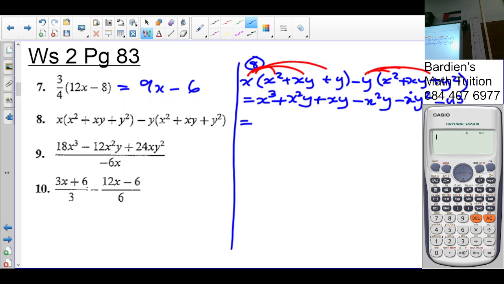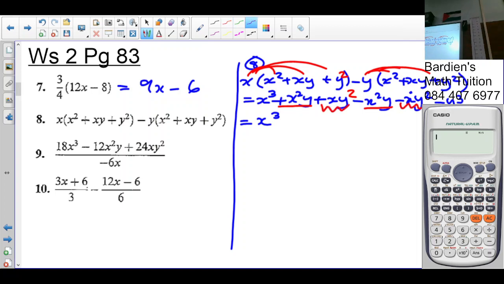Like terms. So x cubed is on its own, not so. X squared y. Sorry, man. Yes, absolutely. I would have picked it up now because I know that this one here should have been like terms to this one here.